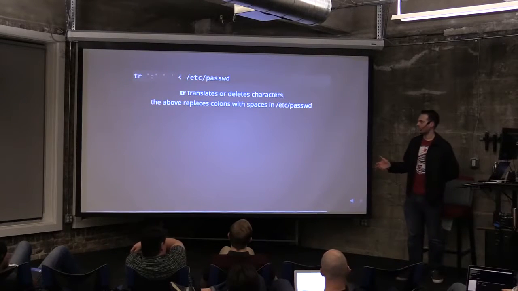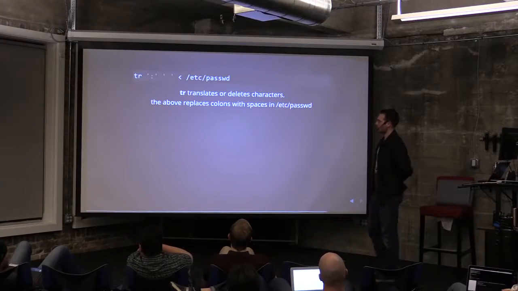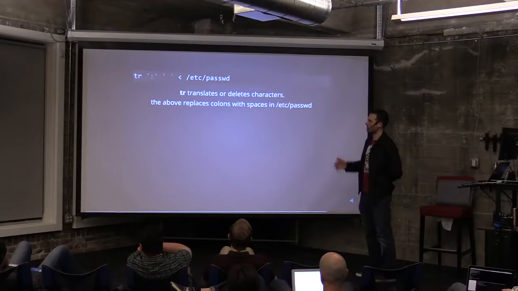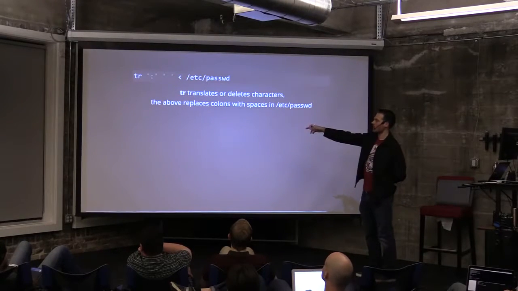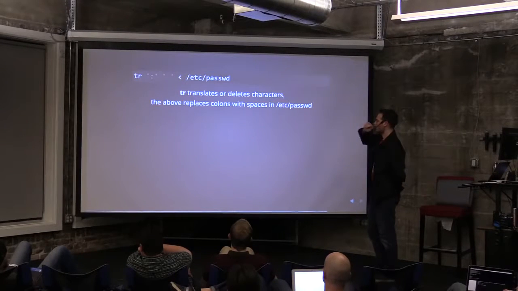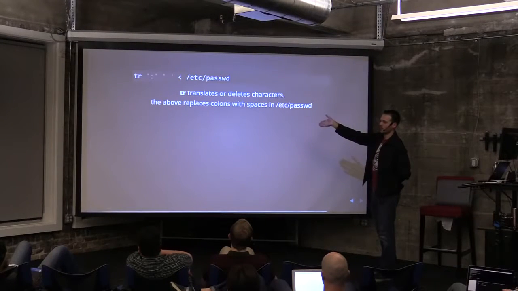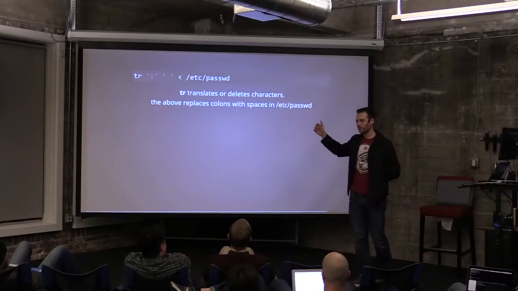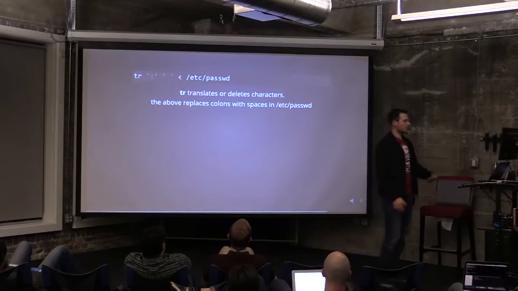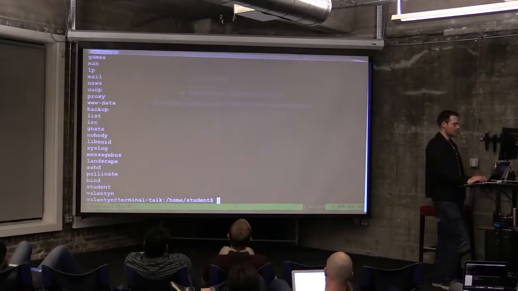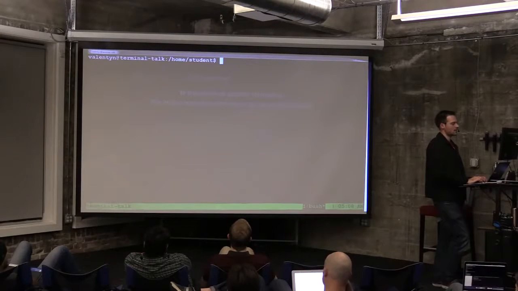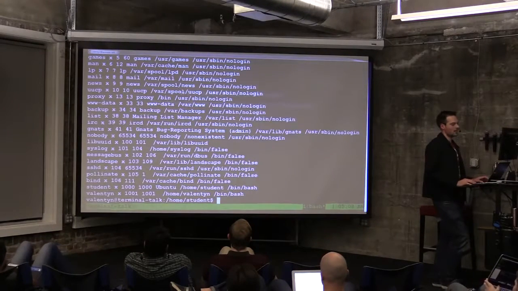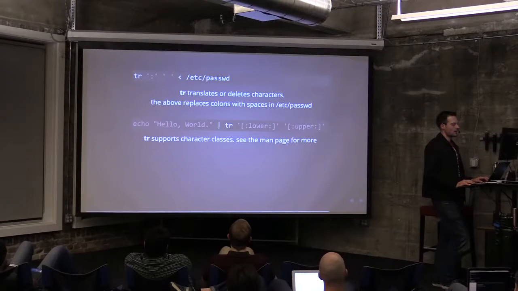tr is another super useful utility. tr translates characters, so it'll take whatever's in the first set and convert it to whatever's in the second set. So in this command, we're using the input redirection operator, and we are redirecting /etc/passwd into tr. And what this would do is take those colons and replace them with spaces. So tr colon space, /etc/passwd, boom. Now you have spaces instead of colons.